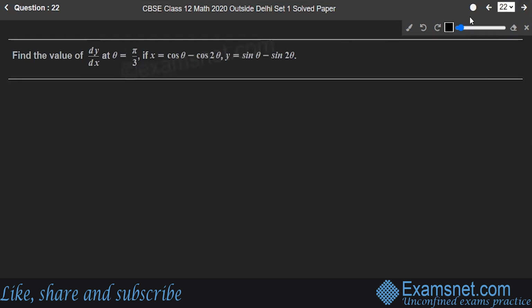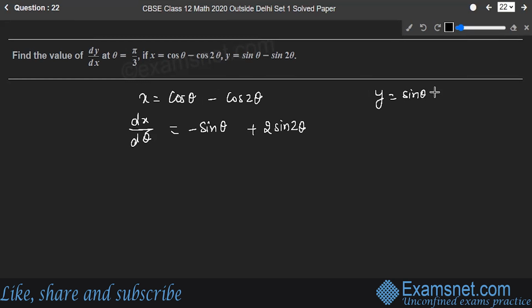22nd question of this paper. In this question, you have to find the value of dy by dx at theta is equal to pi by 3, if x is equal to cos theta minus cos 2 theta and y is equal to sin theta minus sin 2 theta. So you are given x is equal to cos theta minus cos 2 theta, or dx upon d theta is equal to minus sin theta plus 2 sin 2 theta. Also, you have y is equal to sin theta minus sin 2 theta, or dy by d theta is equal to cos theta minus 2 cos 2 theta.